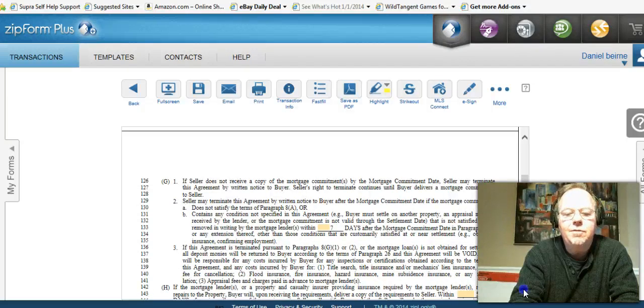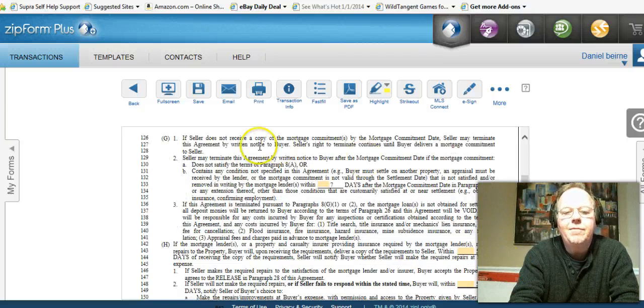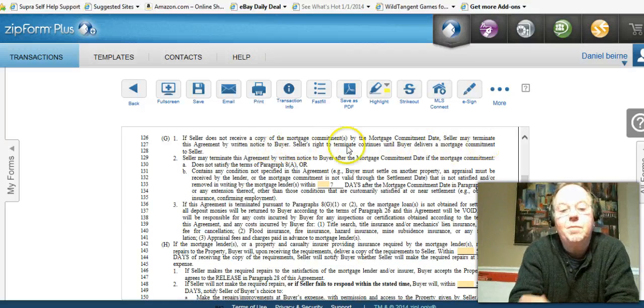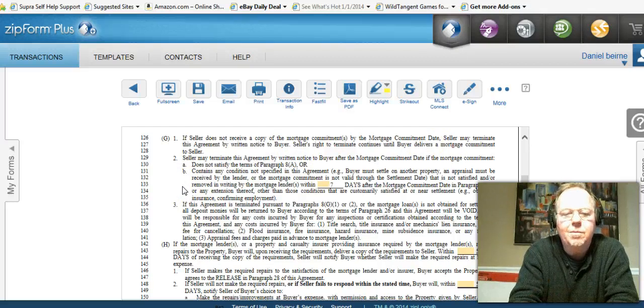This is an interesting section right here. It's not really labeled, but I call it the get out of jail free card here. If the seller does not receive a copy of the mortgage commitment by the mortgage commitment date, seller may terminate this contract by giving written notice to the buyer. And then down here, that thing I just mentioned about there being vague provisions in the commitment.